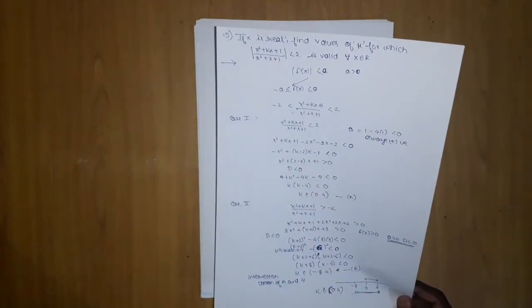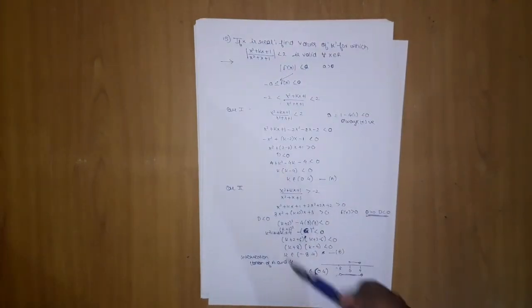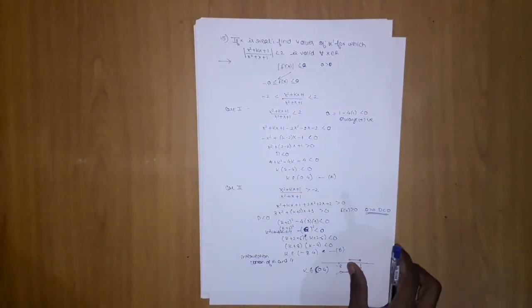Okay, so k should not have a negative value because of the mod also. Okay, so we are done with question number 15. We are moving on to question number 16.